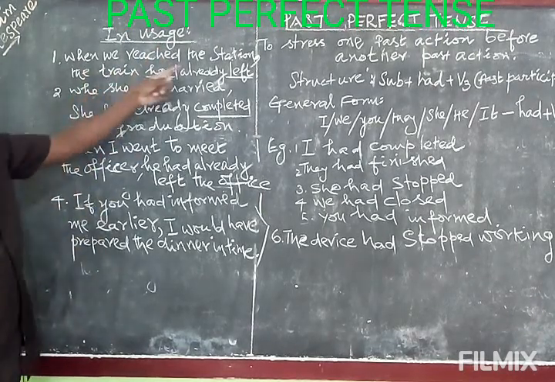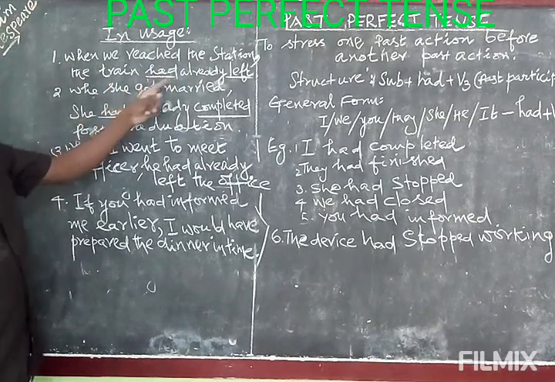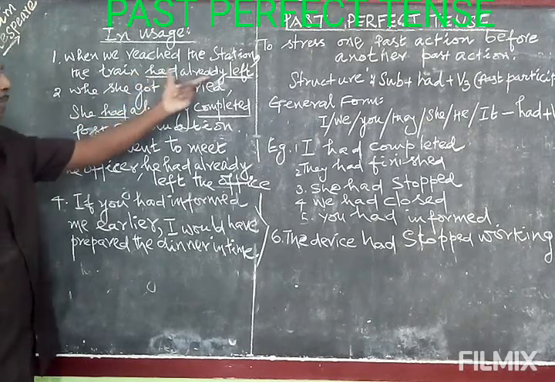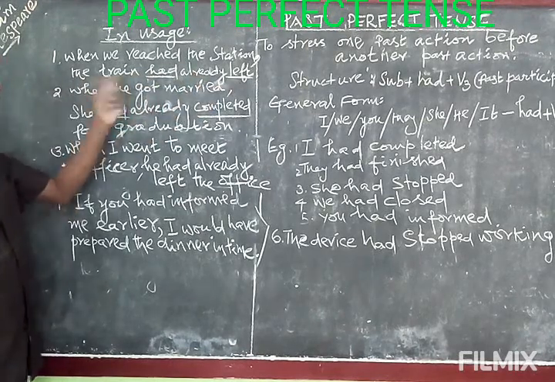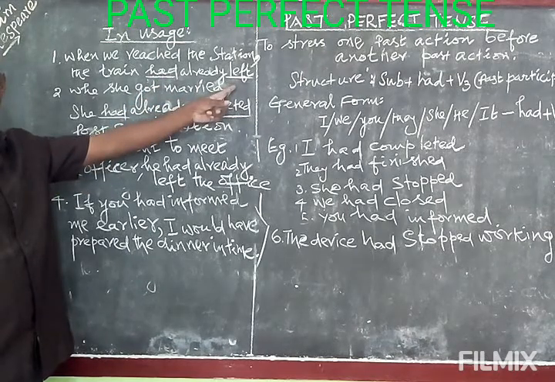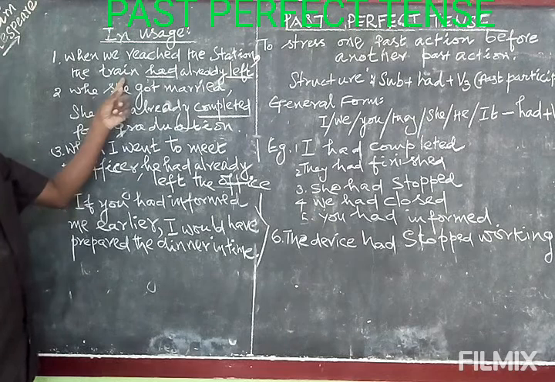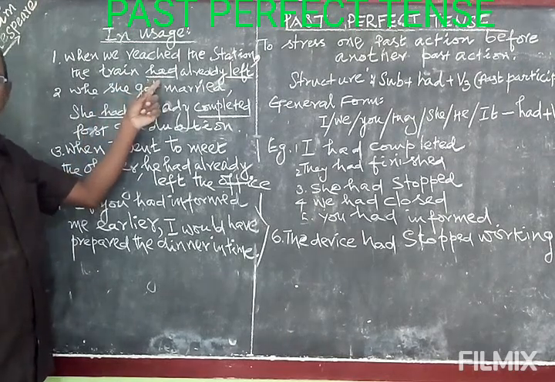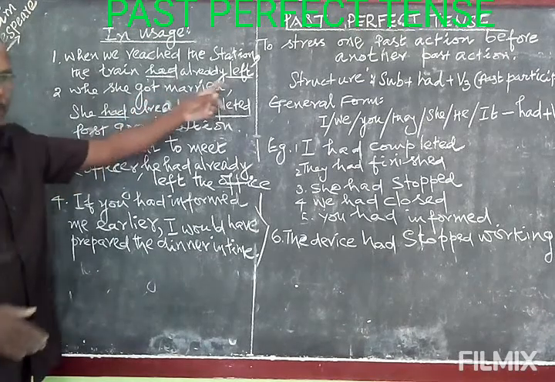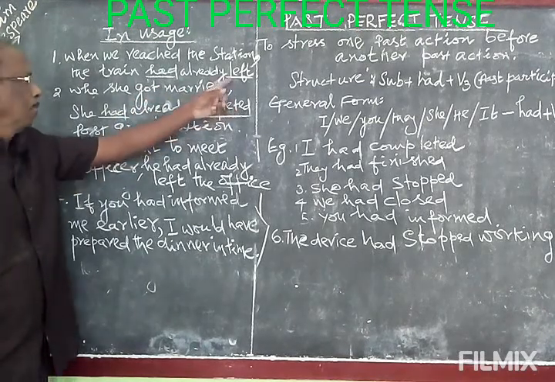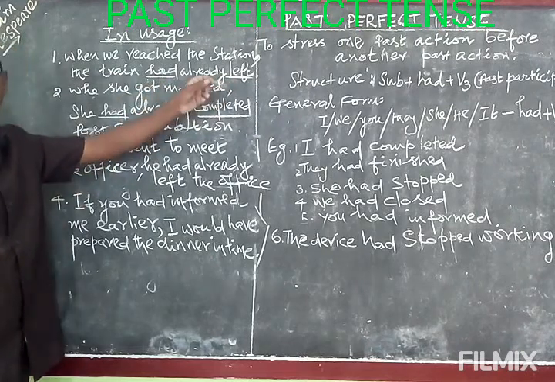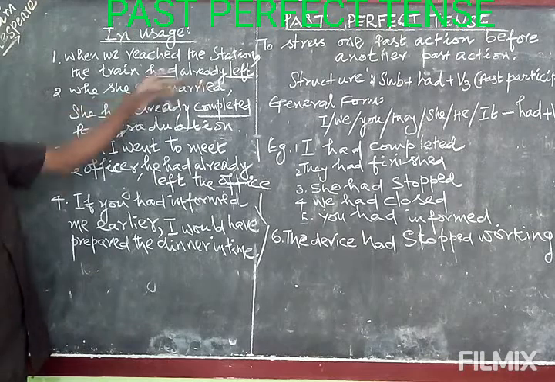When we reached the station, the train had already left. So our area is this one. The train had left: subject plus had plus main verb, the past participle of the main verb. The train is the subject here. Had we have to add in the past perfect tense. Only after has, have, had, the verb 3 alone will come, as I have already informed. Leave, left, left. The train had already left. Mostly we use the word already.